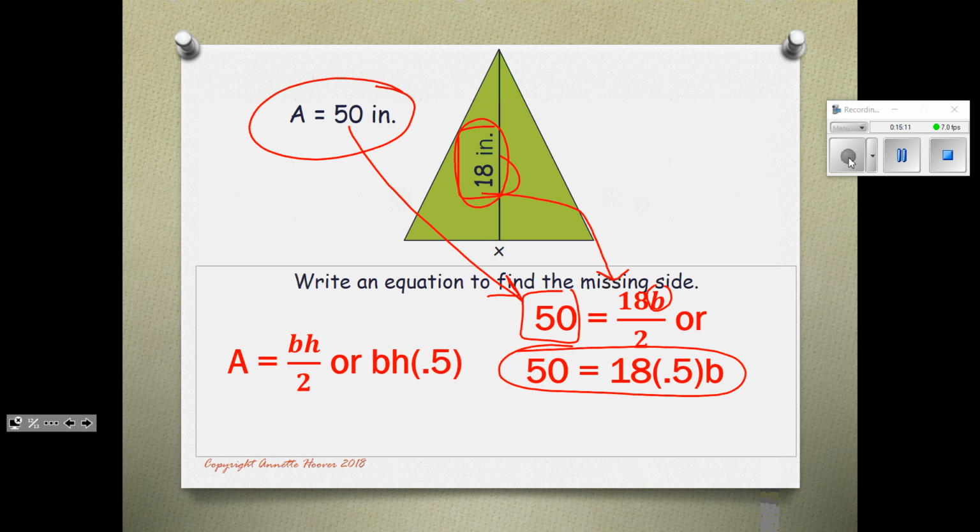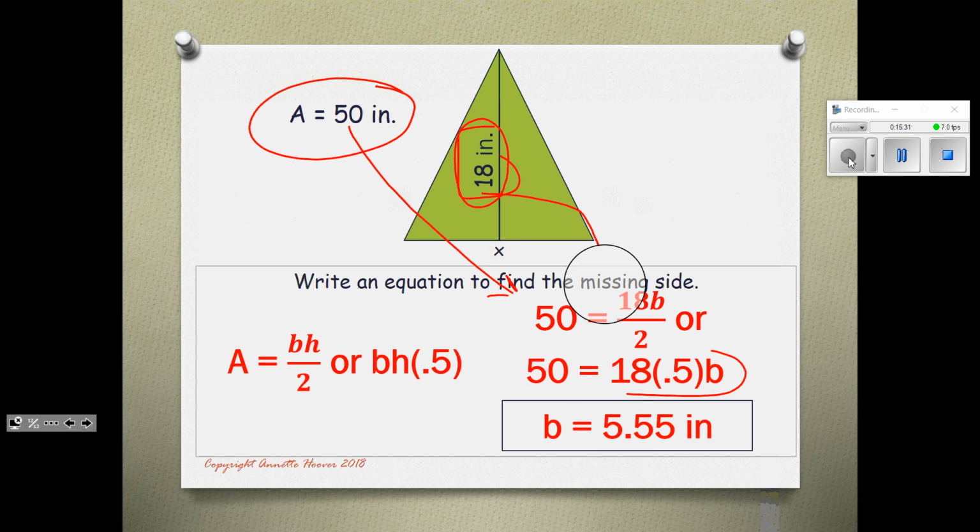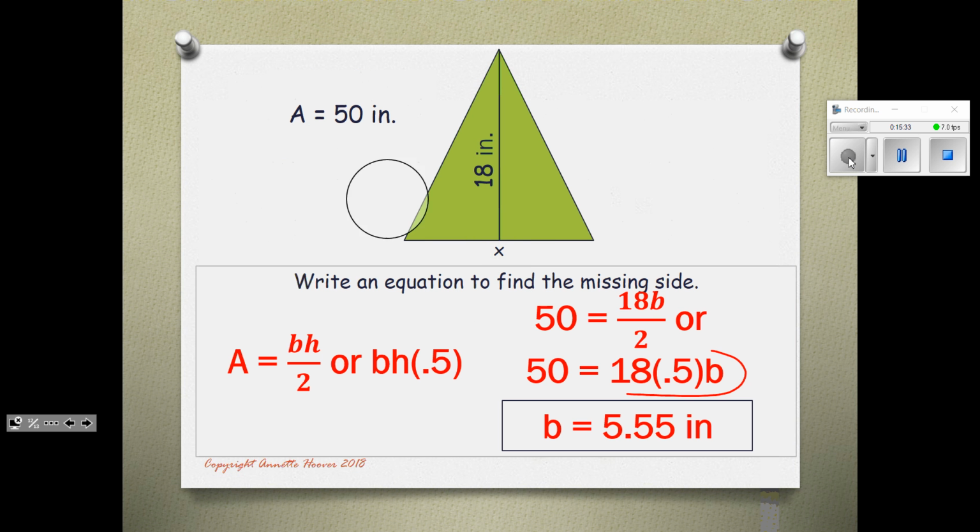But when solving this, you can just think of it this way. What is half of 18? Well, half of 18 is 9, so that would give us 50 equals 9 times b. Now you divide both sides by 9, and you're not going to get a decimal, 5 and 55 hundredths. So you plug in those numbers, and then you solve it using what you know about solving two-step equations. And that is perimeter and area of different shapes.